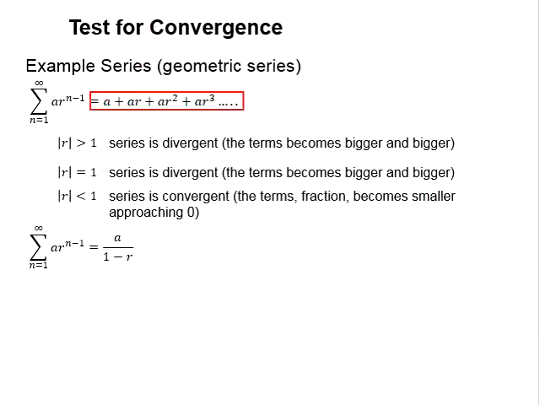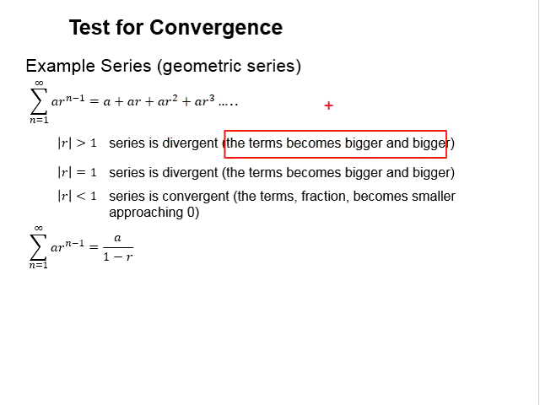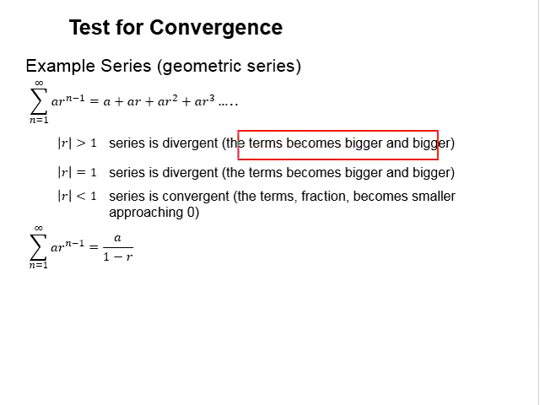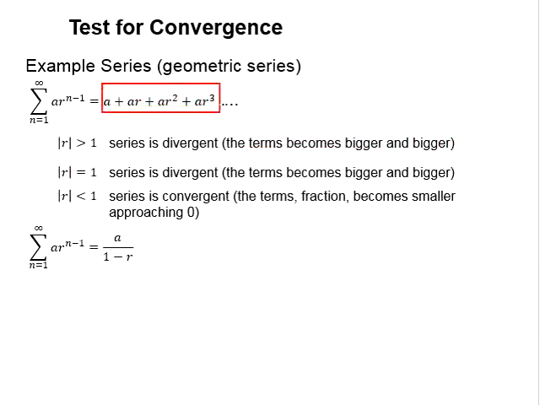By looking at the function here, when your r is greater than 1, due to the increasing powers of r, the series will become bigger and bigger in its terms. This will lead to the series becoming divergent, as at the end of the day it will become infinity. If your r is equal to 1, the series now will become the summation of a throughout.